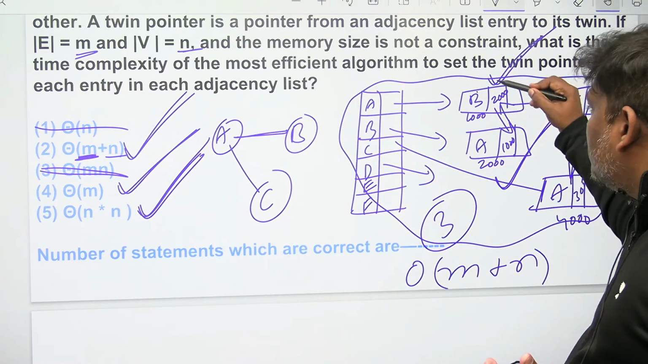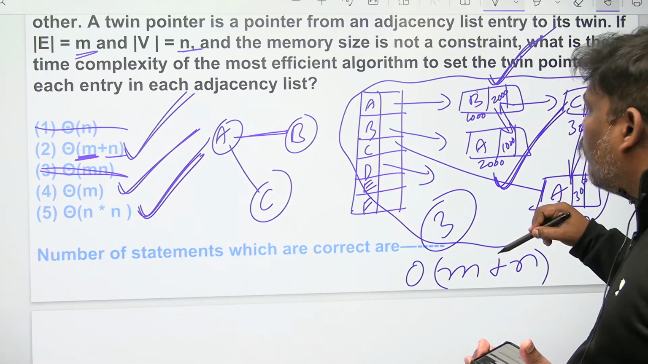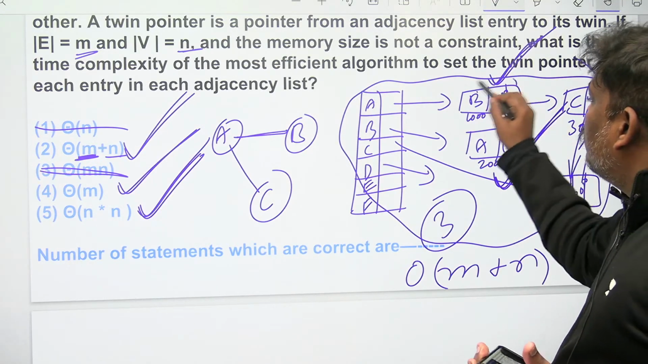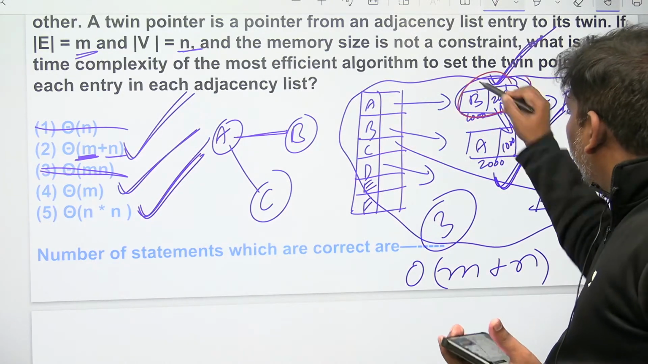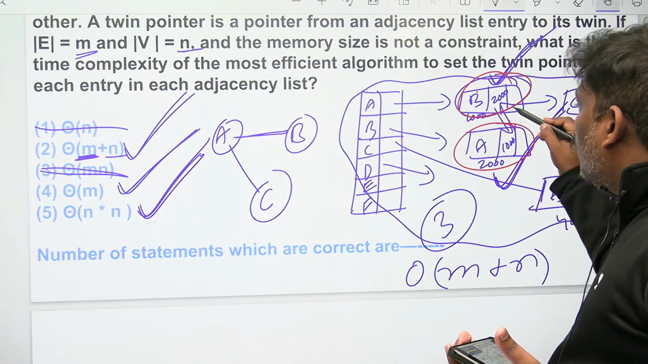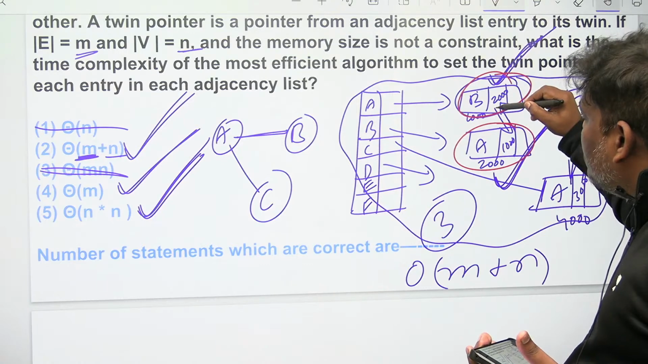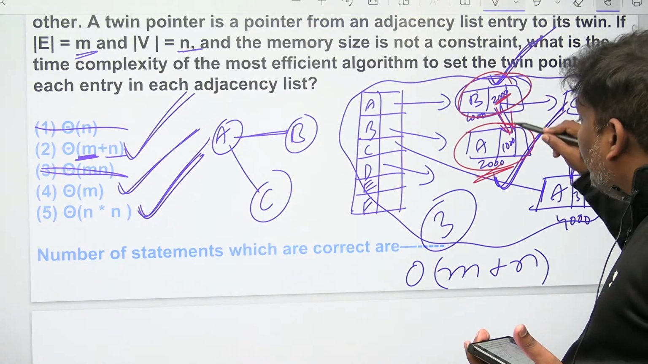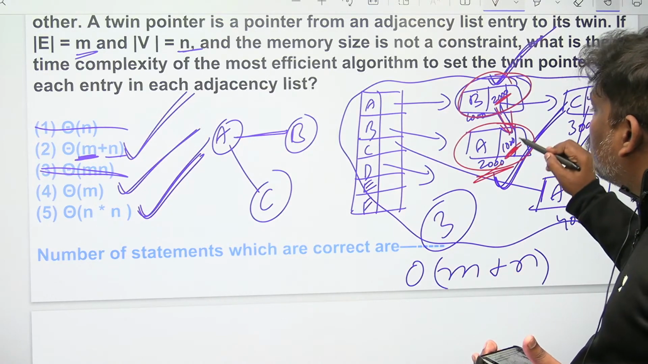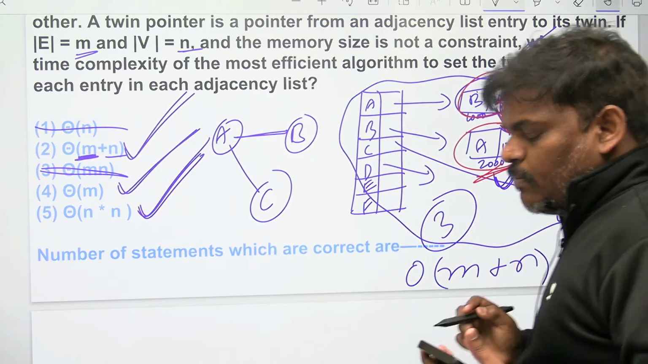These are called twins. What is the meaning of twin pointer? This person's twin is this person. So inside B you keep his twin address. What is his twin address? 2000 is kept here. Inside this person you keep his twin address, 1000. This is called twin pointer.